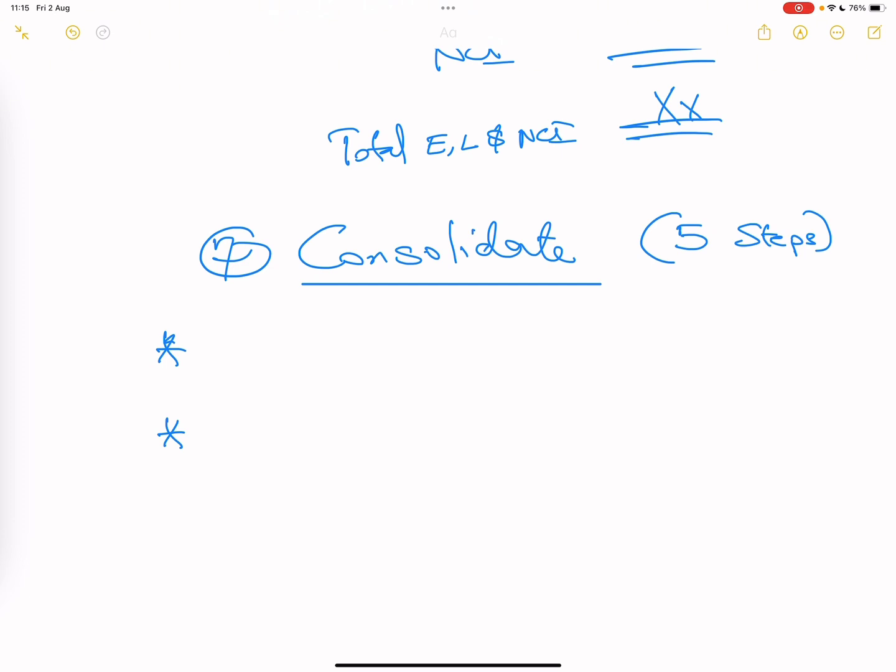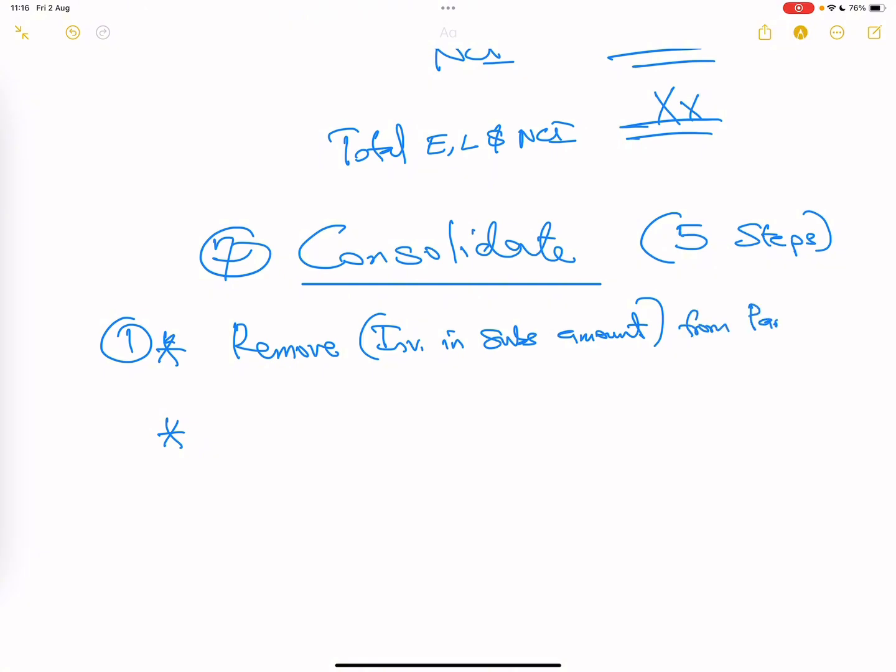Okay? So step 1 that you must do is you must remove the investment in subsidiary amount. You will always see that in the statement of financial position of the parent financial statement. So you must remove this balance, investment in subsidiary. Remove it from the parent FS.